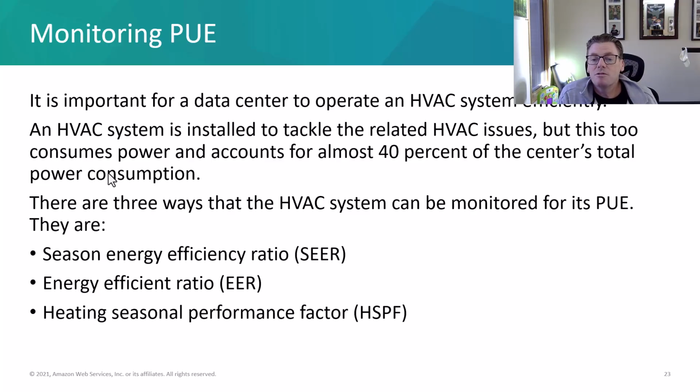So it tells us there's three different ways we can measure and monitor the power use efficiency for the HVAC system. We can look at it from the seasonal energy efficiency ratio, the energy efficiency ratio, and the heating seasonal performance factor.